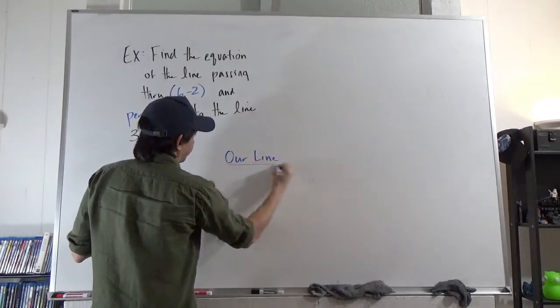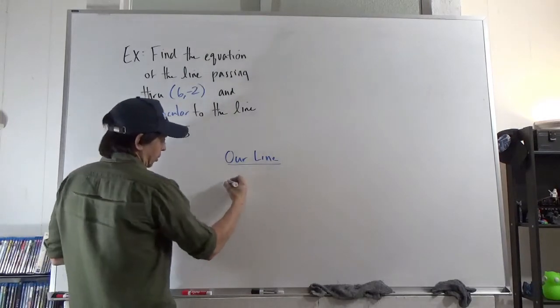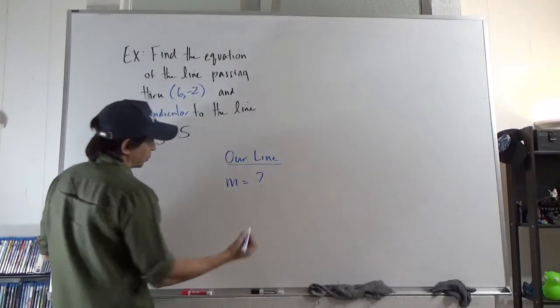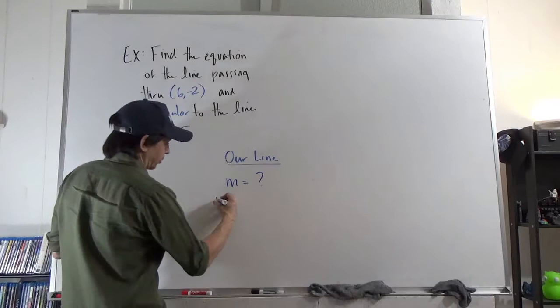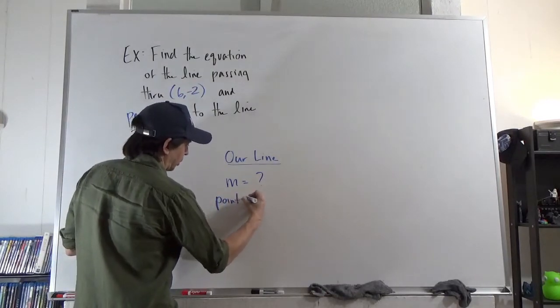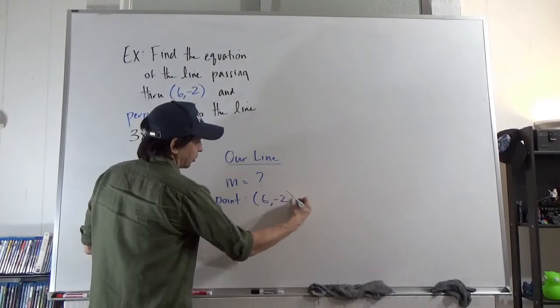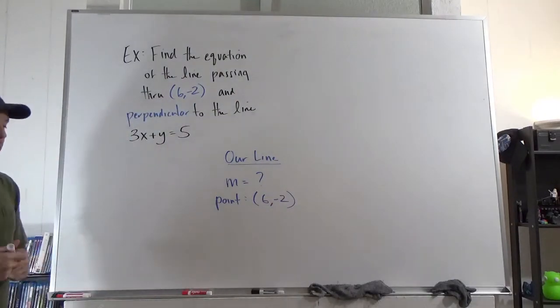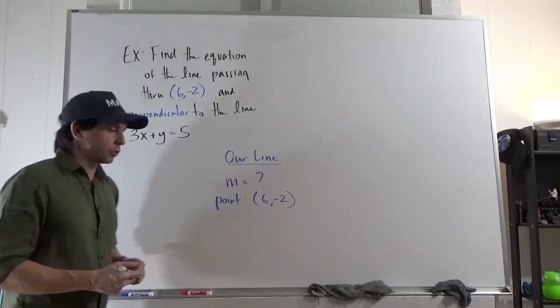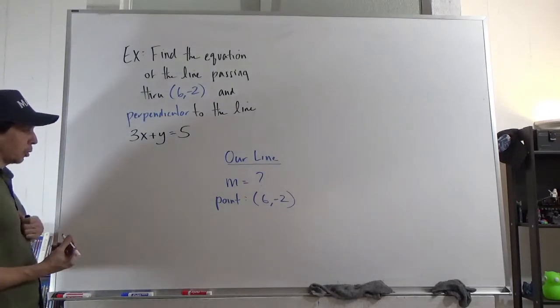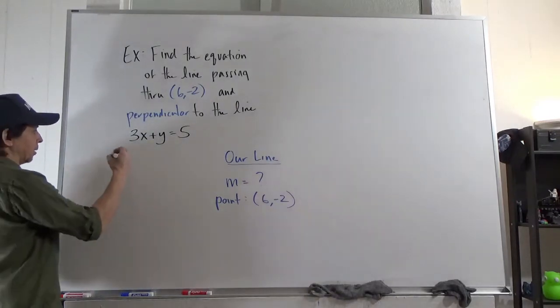Our line, we need to figure out the slope. We do not know it as of now. We do have a point. We want our line to go through the point 6 comma negative 2. So once again, we just need to figure out the slope we're going to use, and then we just plug it into point slope form, and then just get it into y equals form.